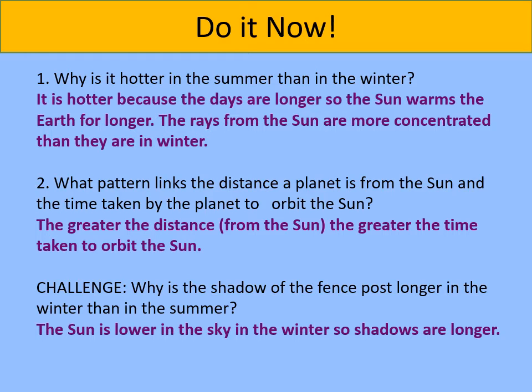So you can see a huge contrast and difference in the orbital times for the planets from one extreme to the other. The challenge was why is the shadow of the fence post longer in the winter than in the summer? And that is simply because the sun in the winter is lower in the sky, and so that makes the shadows a lot longer.